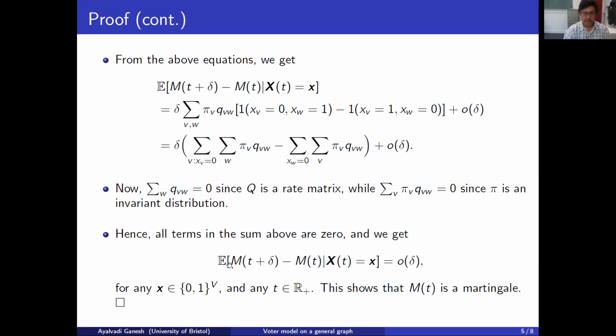And so we get that the expected change in value of the martingale over an infinitesimal time interval of size delta, conditional on being in state x at time t, these conditional expectations are all little o of delta. And that shows that the process MT is a martingale.